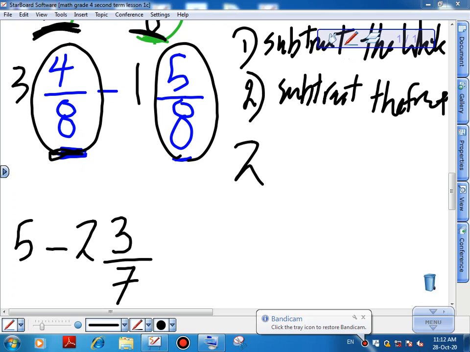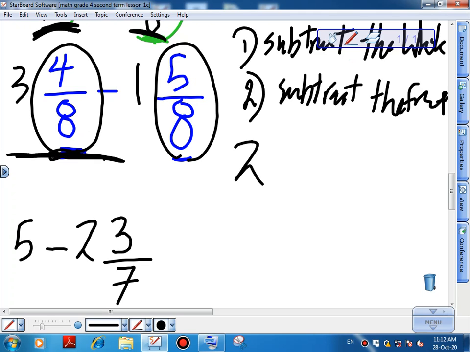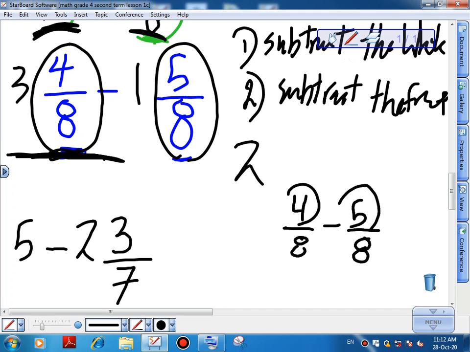I can't do that. 4 minus 5. 4 is smaller than 5. I can't subtract a smaller number minus a greater number. What can I do? In this case, we do a new thing, which is rename. Rename what? 3 and 4/8, the whole mixed number. I can't subtract 4/8 minus 5/8 because 4 is smaller than 5. I can't. Okay, so what can I do?